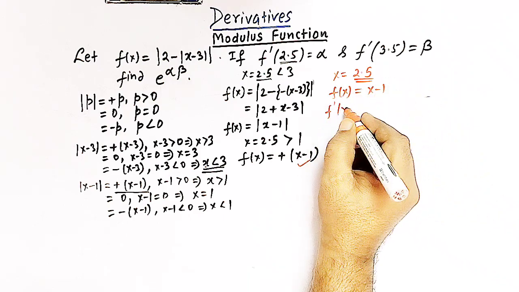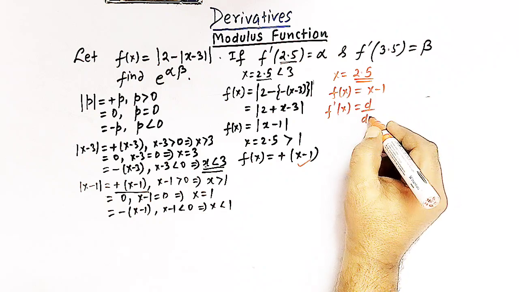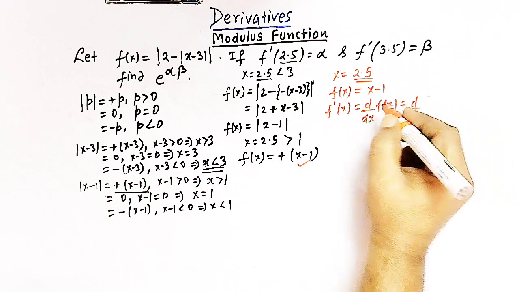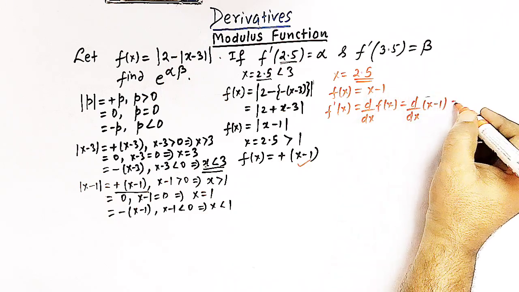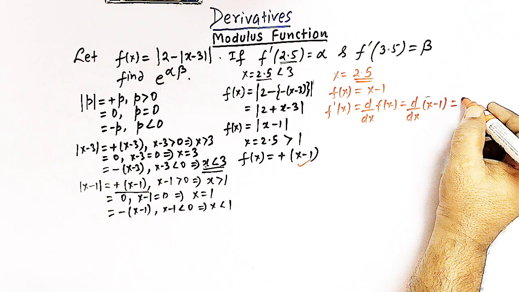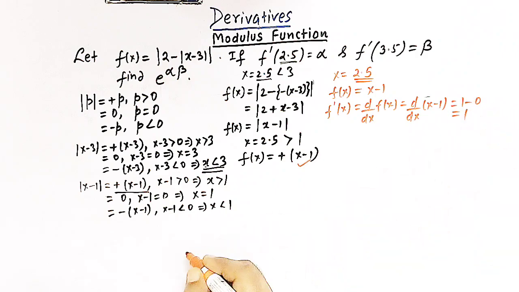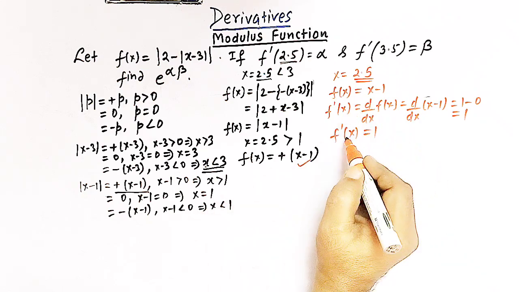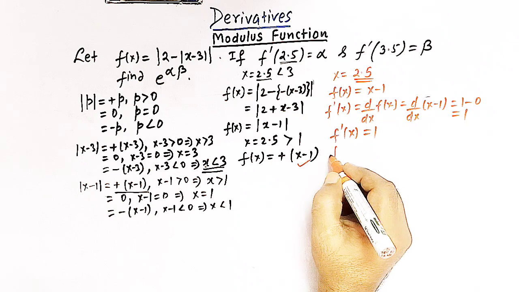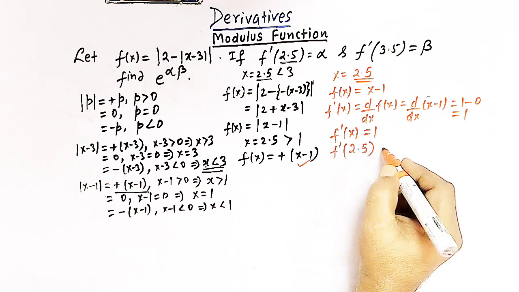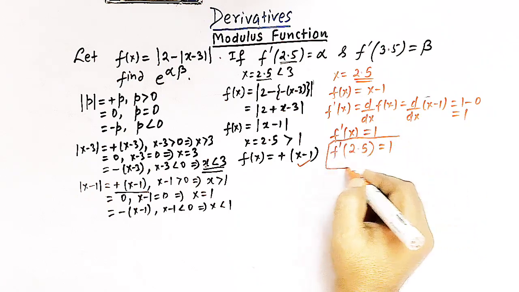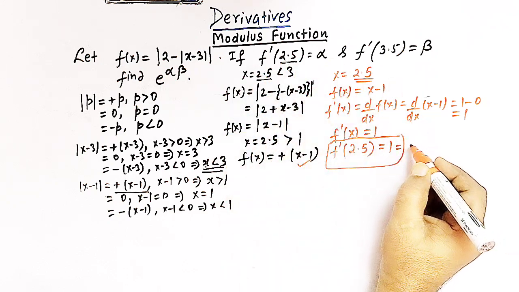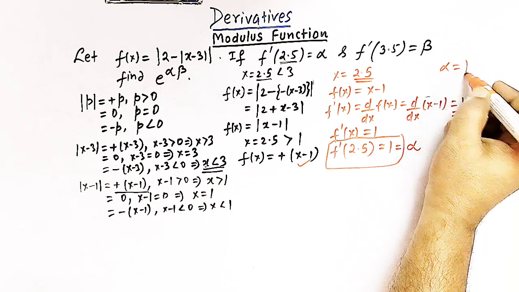So now we can simply differentiate this function. So we have f prime of x is equal to d by dx of f of x, and we have now f of x is equal to x minus 1. So the derivative of x minus 1 is 1 minus 0, and this is equal to 1, right? So f prime of x is equal to 1, and when we take x is equal to 2.5, then f prime of 2.5 is equal to 1, right? And f prime of 2.5 is given as alpha, so the value of alpha is equal to 1.